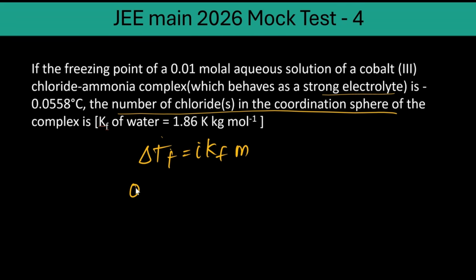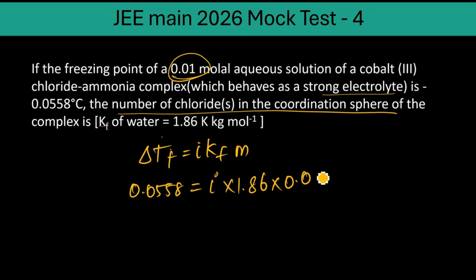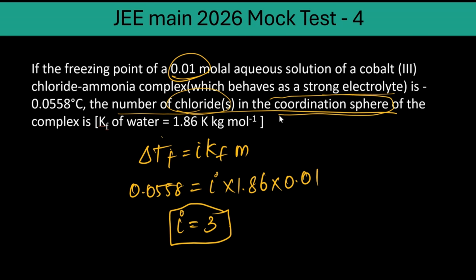So what is the change? 0.0558 is equal to i, I don't know. Kf value is given 0.86. m, that is 0.01 molar solution. Just to solve this, you will get an i value as 3. So which means I must have got 2 as ionization sphere and 1 in the coordination sphere. So they are asking about coordination sphere, that is 1. If they are asking about outside the sphere, then that will be 2.